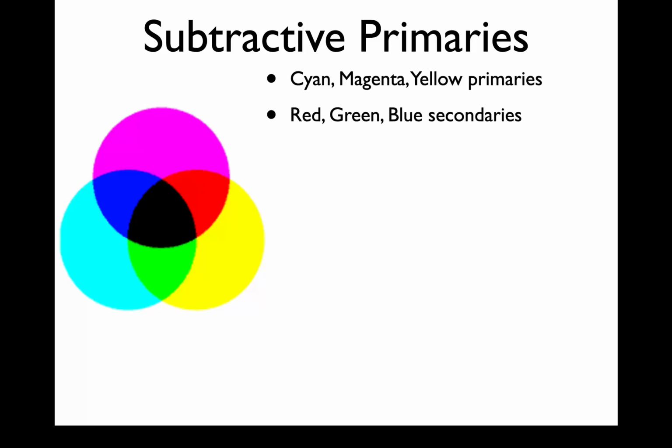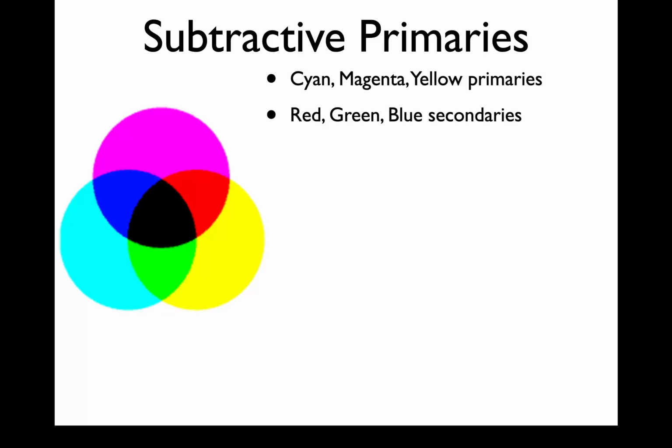So when we talk about this situation right here, again, these are not lights. These are now inks. These are pigments. You've got a cyan pigment, a magenta pigment, and a yellow pigment. If you mix cyan and magenta together, you get blue. If you mix magenta and yellow together, you get red. And if you mix yellow and cyan together, you get green.